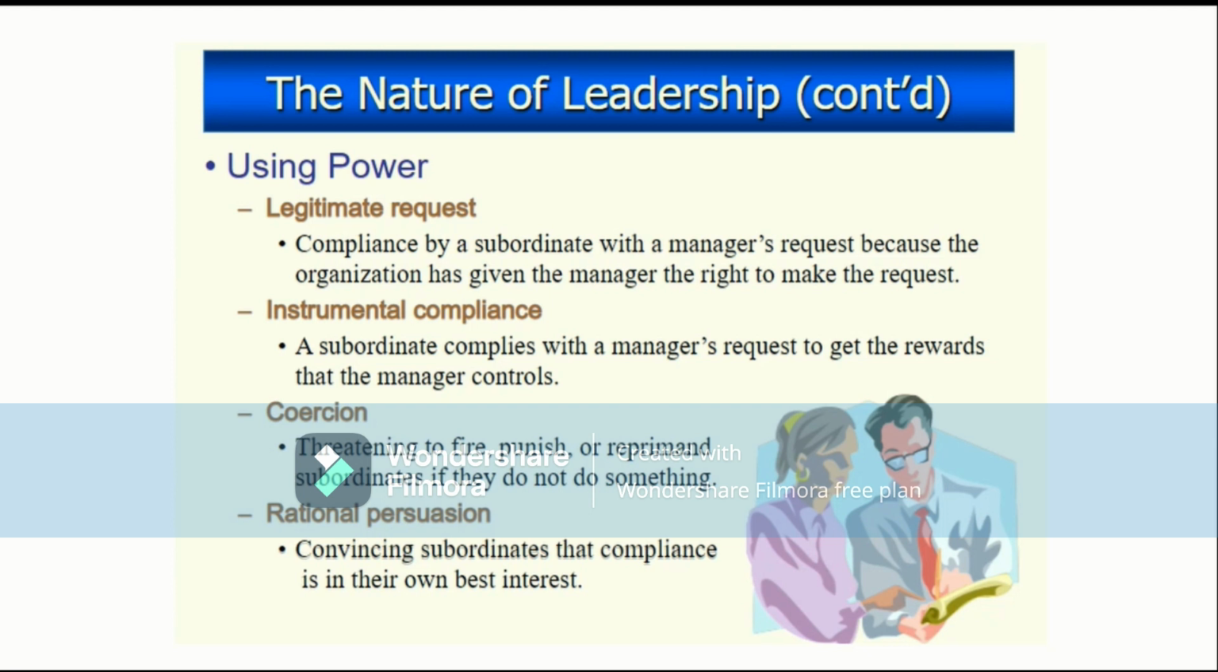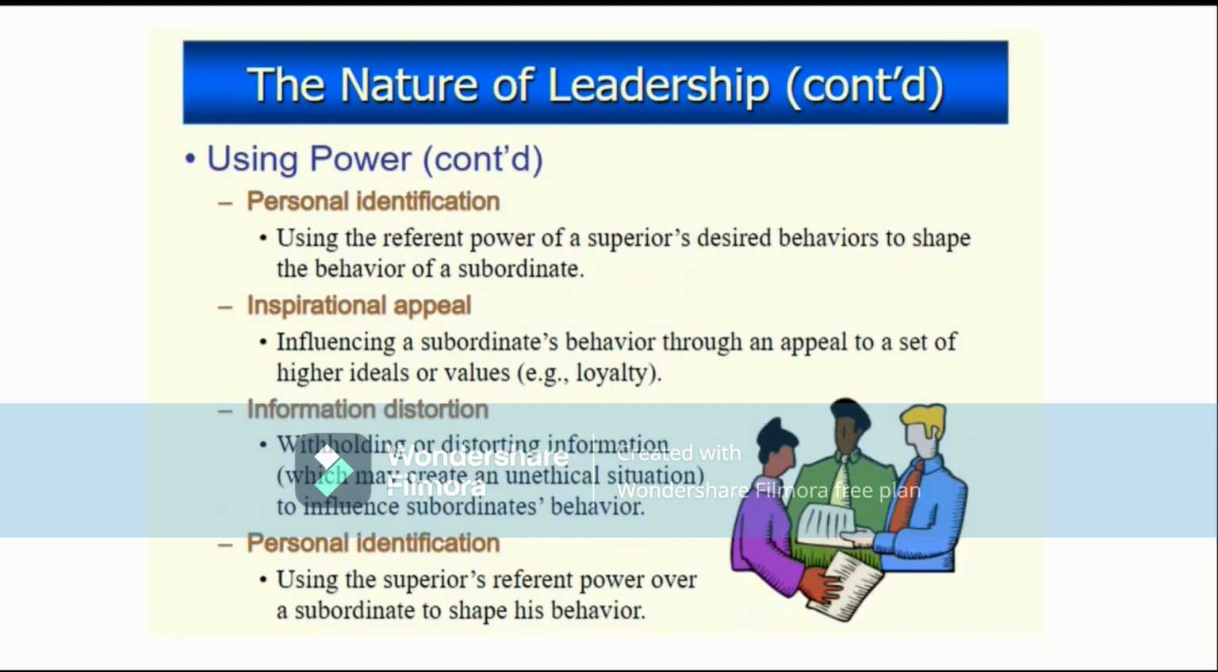The next is coercion. It suggests that a subordinate will be punished or fired if he does not do something or if he does not meet a criterion. Rational persuasion occurs when the manager can convince the subordinate that compliance is in the subordinate's best interest. For example, a manager might argue that the subordinate should accept a transfer because it would be good for the subordinate. The next is personal identification. A manager who recognizes that she has referent power over a subordinate can shape the behavior of that subordinate by engaging in desired behavior. The manager consciously becomes a model for the subordinate and exploits personal identity.